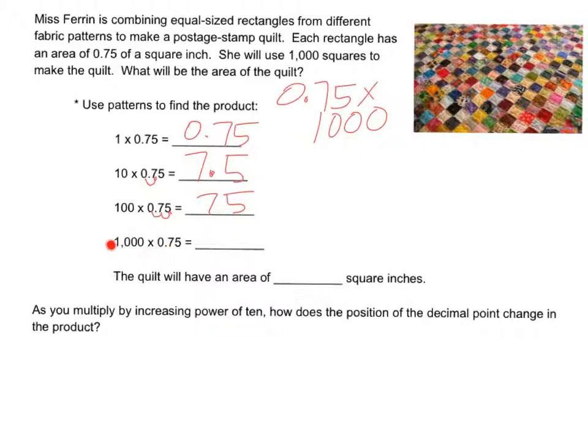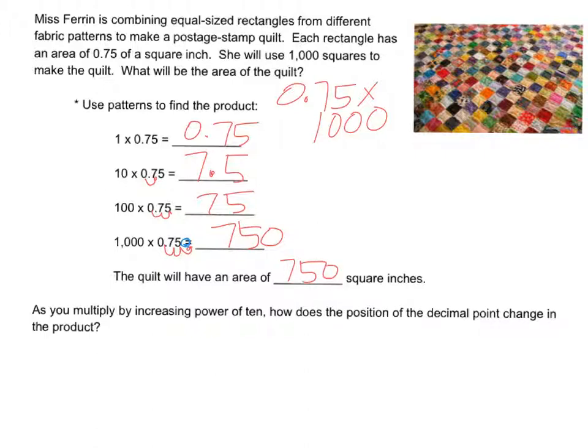When I come down here and multiply by my last power of 10, my 1,000, that is going to be moving my decimal point 3 places. 1, 2, 3. Okay. Now, as I'm writing that, it can't be 75 because 100 times 75 hundredths was 75. I've got this little space right here where I need to fill in a place with a 0 to make that be 750. So this is my ultimate multiplication sentence, right? My final one, 1,000 times 75 hundredths. So the quilt will have an area of 750 square inches.